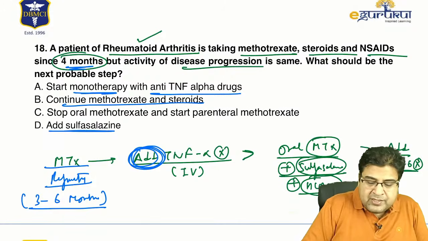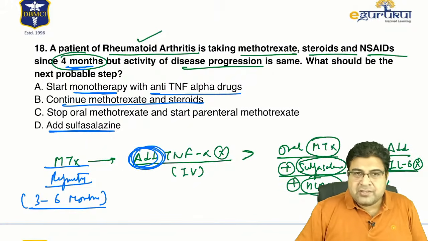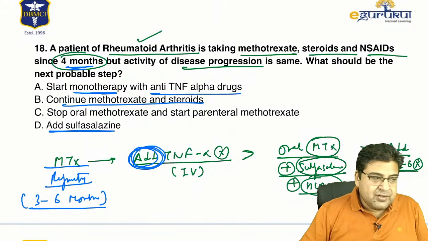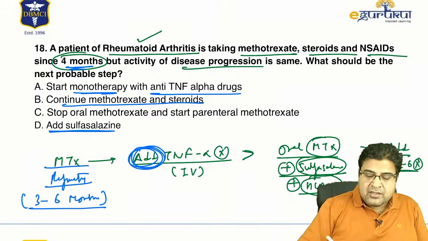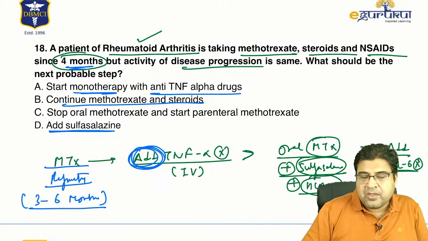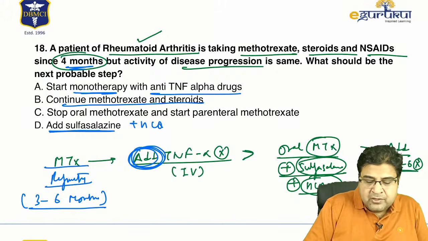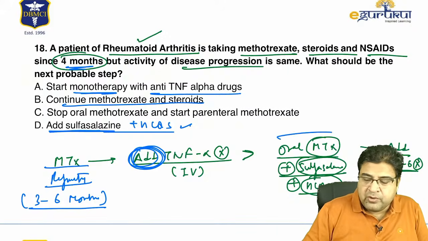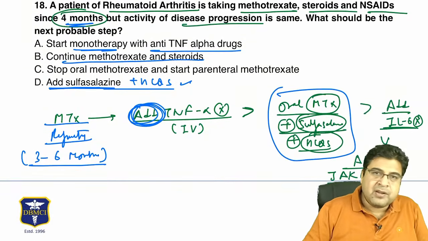Now the fourth option is saying add sulfasalazine. Now this is an incomplete statement. As far as I know, students say, sir, here they also gave the option as HCQS. So if the option is HCQS along with this, then the answer is this. No doubt about that, because we are going for the second oral triple regimen.